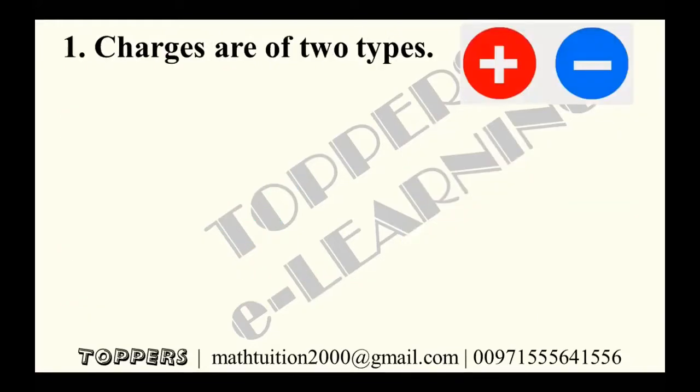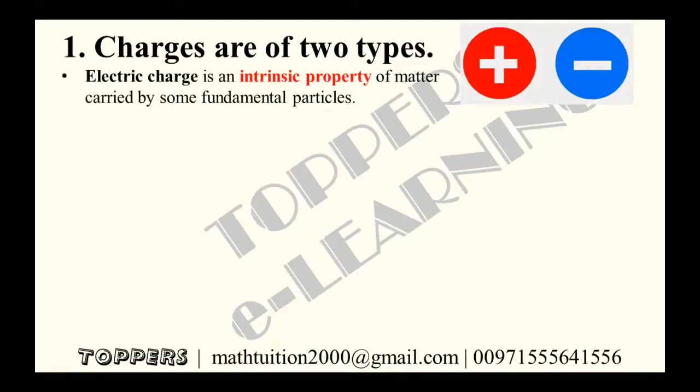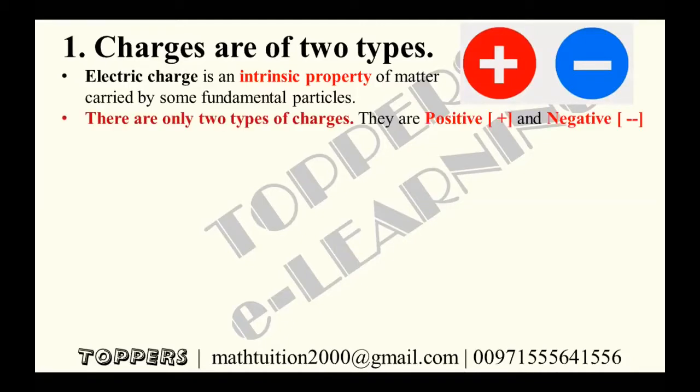First one, charges are of two types. Electric charge is an intrinsic property of matter carried by some fundamental particles, like mass. It is an intrinsic property of matter, right? Similarly, charge is also an intrinsic, basic property. There are only two types of charges. They are positive charge and negative charge. Charge can take a positive or negative value.